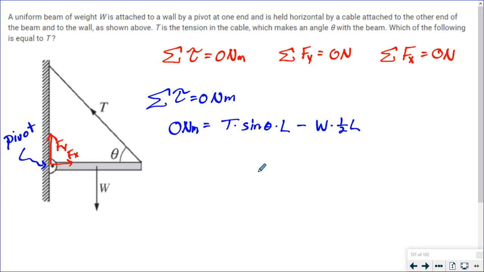Then the sum of your torques is 0, and the torques around that pivot would just be the torque due to the tension force, which would be the tension force times the distance. The radius arm would be L. I'll just call it the length for our beam here, times sine of the angle between the two, minus our negative torque here, our weight force times 1/2 L. And if you solve that for tension, L's cancel, you get W over 2 times sine theta, and that's one of your choices as well.